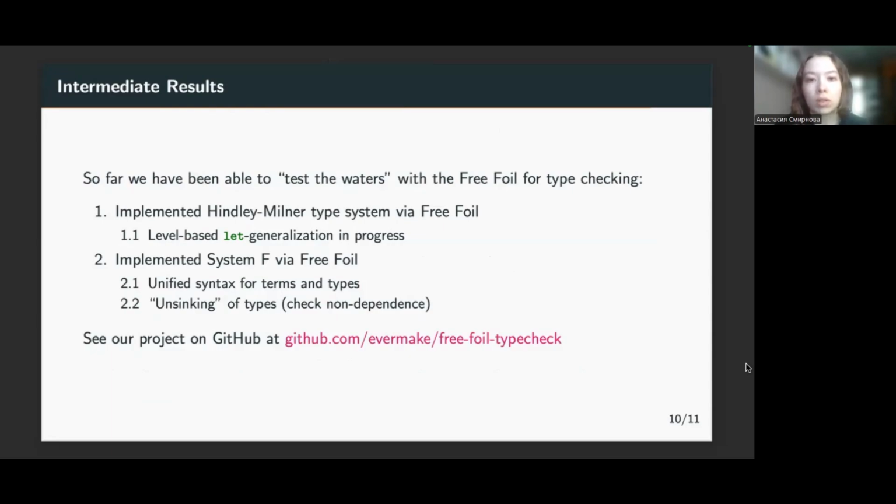Similarly, for bidirectional typing, we have explored System F with the unified syntax and unsyncing of types, and are now looking for a proper generalized interface. Our project is available on GitHub and is partially documented.